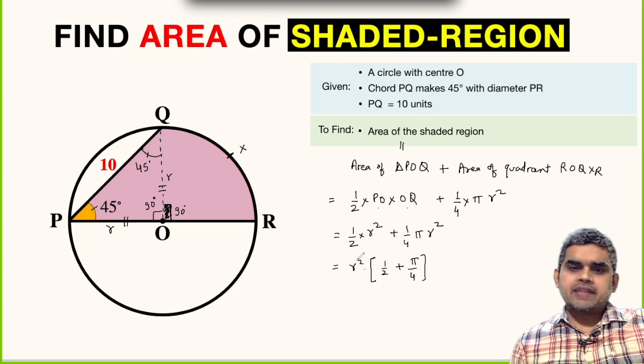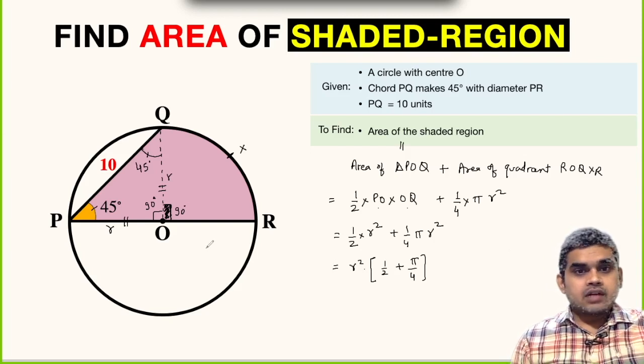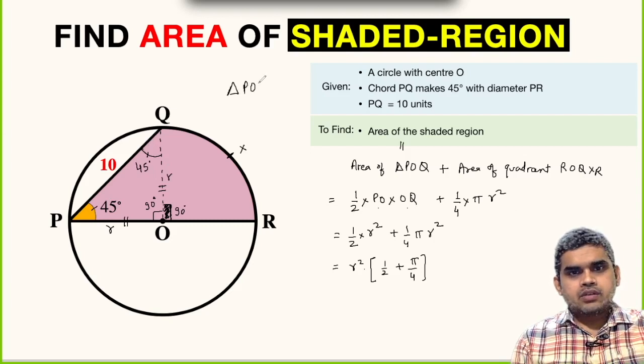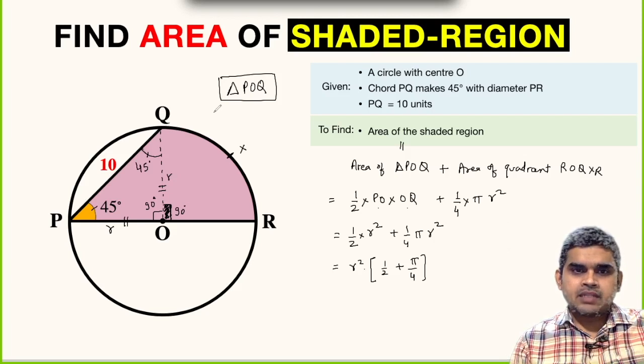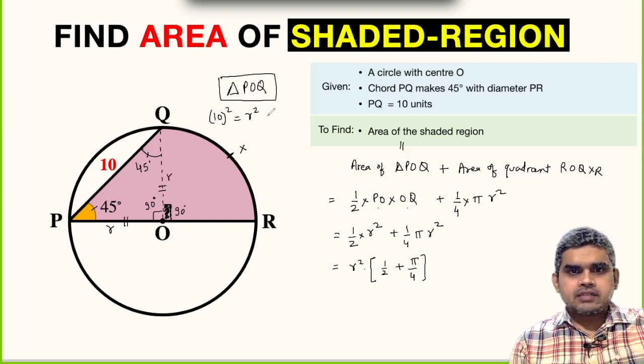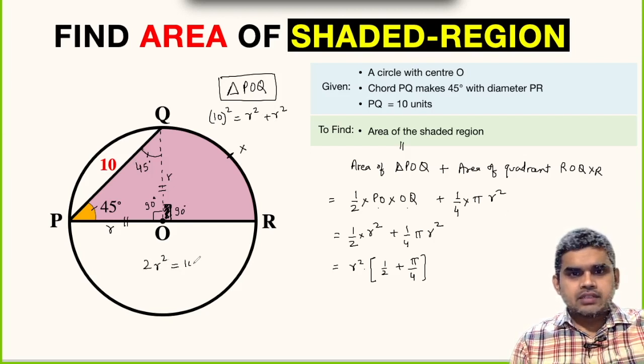Now if we find out the value of r, we can easily get the total area of the shaded region. So how we are going to do that? Let us focus on triangle POQ. Okay, so this is a right angle triangle and PQ will be the hypotenuse. So we know that by Pythagorean theorem, hypotenuse square is equal to sum of square of other sides. So 10 square will be r square plus r square. So this is 2r square is equal to 100. So r square is equal to 50.